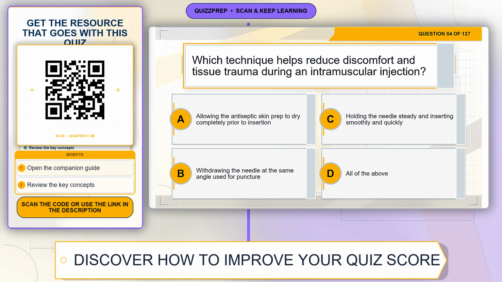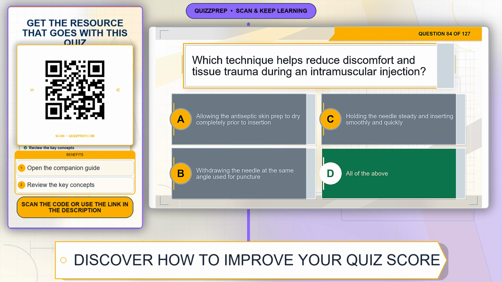Question 84. Which technique helps reduce discomfort and tissue trauma during an intramuscular injection? Option A, allowing the antiseptic skin prep to dry completely prior to insertion. Option B, withdrawing the needle at the same angle used for puncture. Option C, holding the needle steady and inserting smoothly and quickly. Option D, all of the above. The correct answer is option D, all of the above.